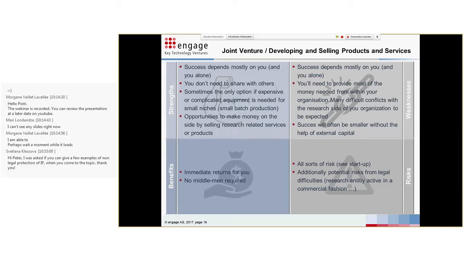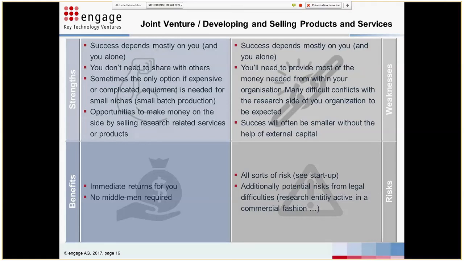And if you're thinking to do this within your research organization compared to, for example, doing this by creating a startup, success will often be small without the help of external capital, because no one from outside would invest into a university. The benefits would be immediate returns for you. When you sell a product, you get the money immediately, and you don't need middlemen. Of course, you have to bear all sorts of risks, like startups, and you might face some potential risk from the legal side, because you are typically a public research organization, and there are limits on what a public organization is allowed to do.